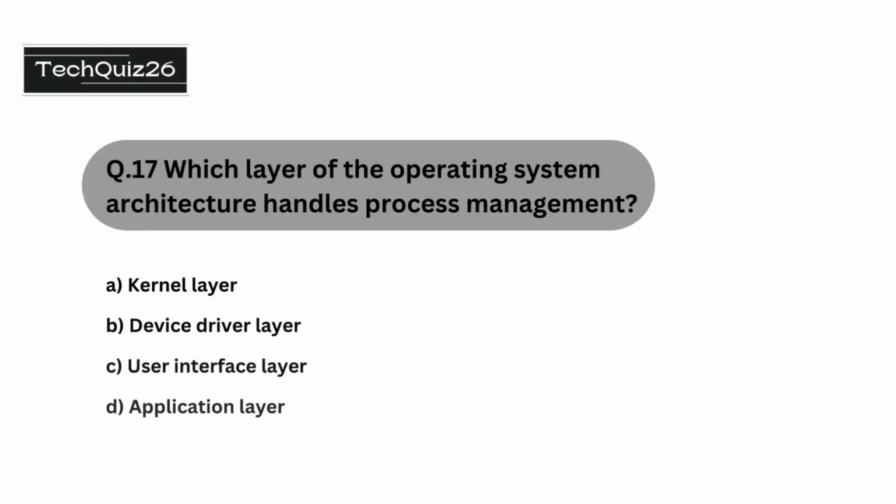Question number 17 is, which layer of the operating system architecture handles process management? The options are kernel layer, device driver layer, user interface layer, application layer. The correct option is kernel layer.